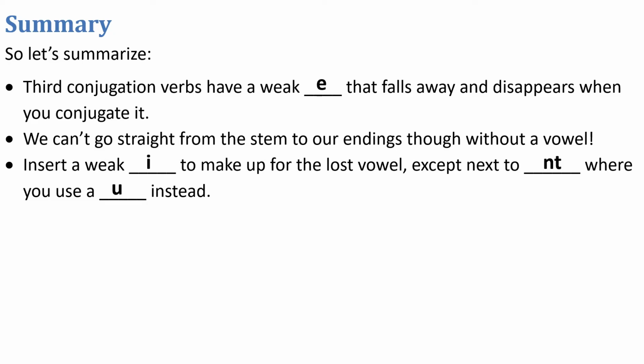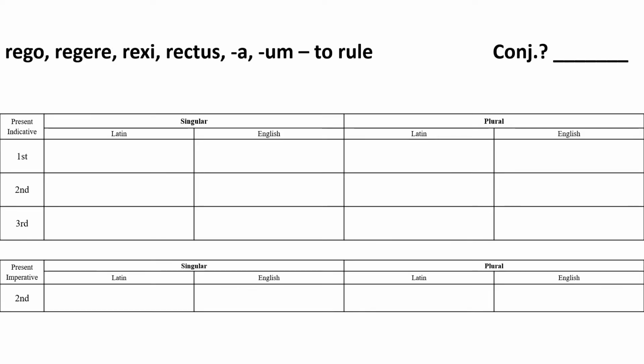Let's do a bunch of practice. We'll do the first one together. Rego, regere, rexi, rectus, to rule. Gives you the word regina, a queen, or eventually the word rex, king. Notice short or weak ere. This is not second, this is third conjugation. When you chop off the re, the weak e falls away. Your stem is reg. Let's use it.